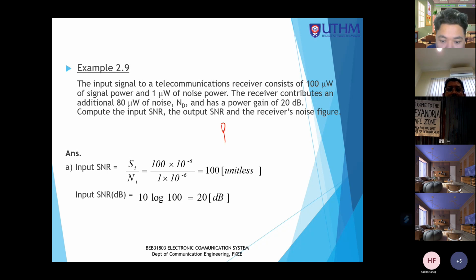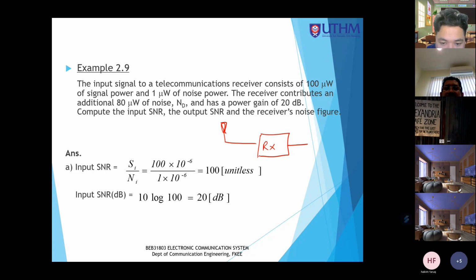So example 2.9. Okay, example 2.9. Kalau kita lihat, the input signal to a telecommunication receiver consists of 100 microwatt of signal power and 1 microwatt of noise power. Okay, so maknanya ini adalah receiver. So kalau dapat soalan macam ni, you kena lukislah. Yang senang itu cadangan saya lah. So kalau kita nak bermain dengan ayat ni, kita tak dapat nak gambarkan macam mana bentuknya.